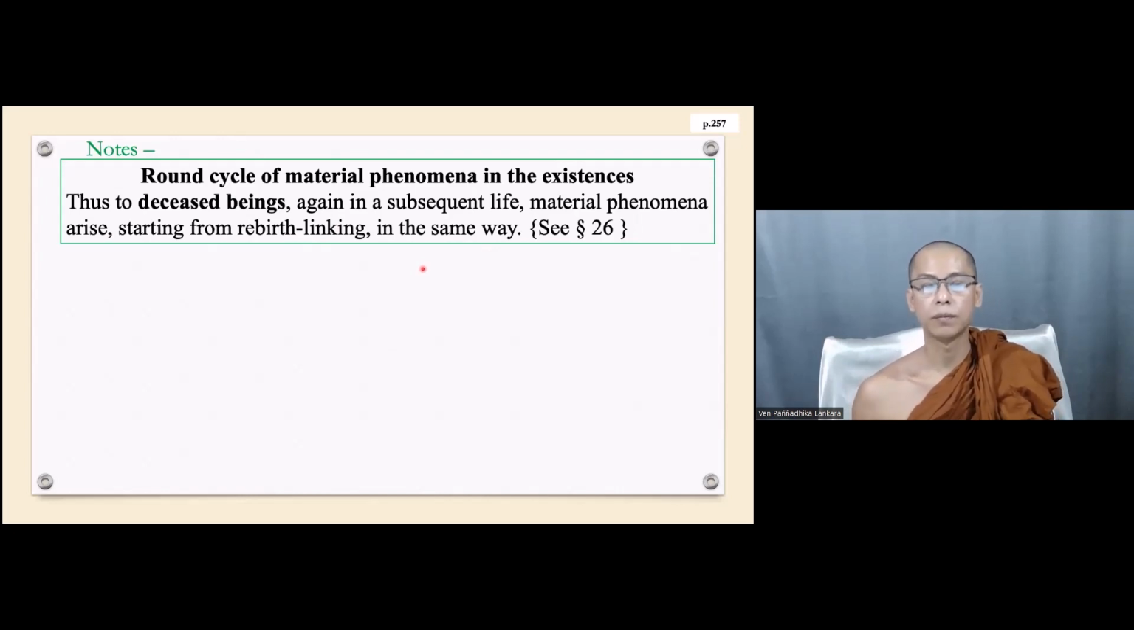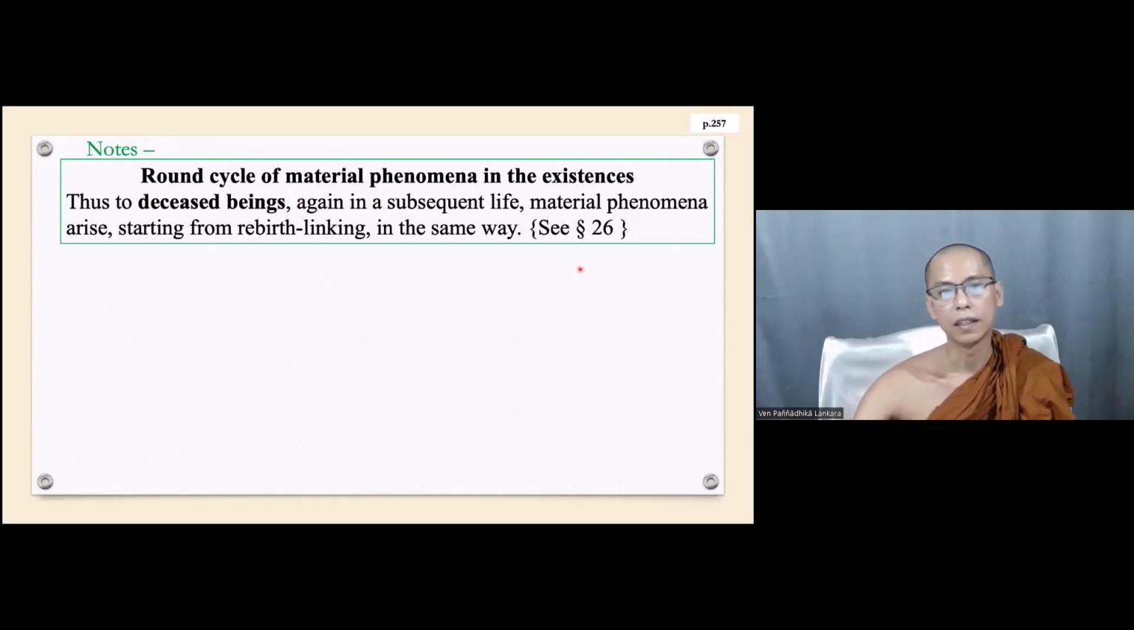the consciousness-born materiality. And also when the materiality of nutritive essence comes into the body, the nutriment-born materiality starts again in the new life. In this way, we can understand the round cycle of material phenomena in existence. Temperature-born materialities are continuing, but in another life the temperature-born materiality starts. This is called the samsara of the materialities. You can see paragraph 26 in the Comprehensive Manual of Abhidhamma.